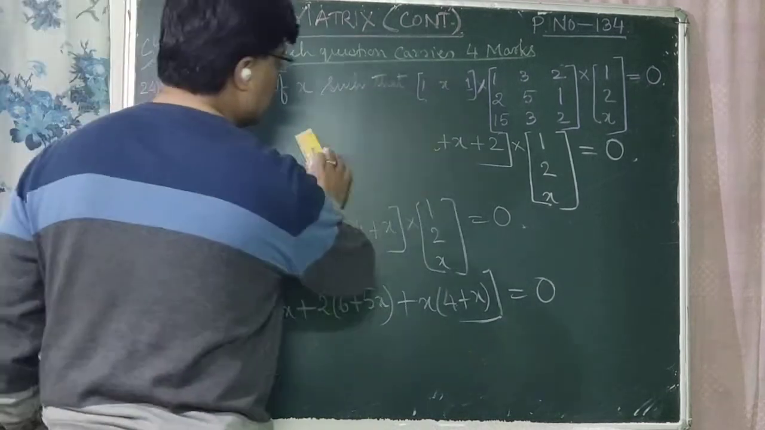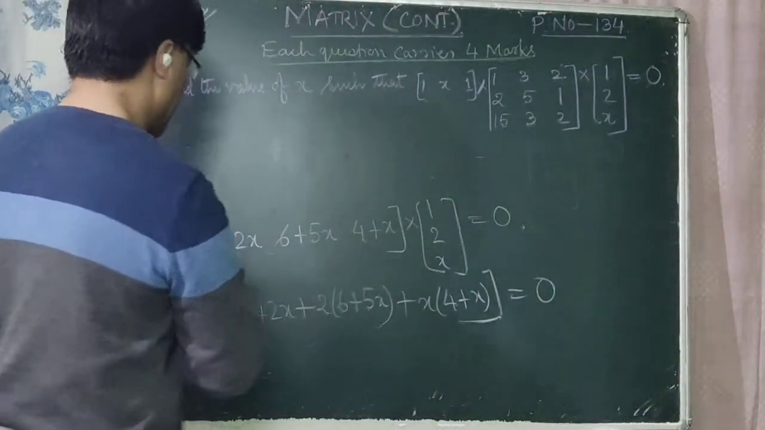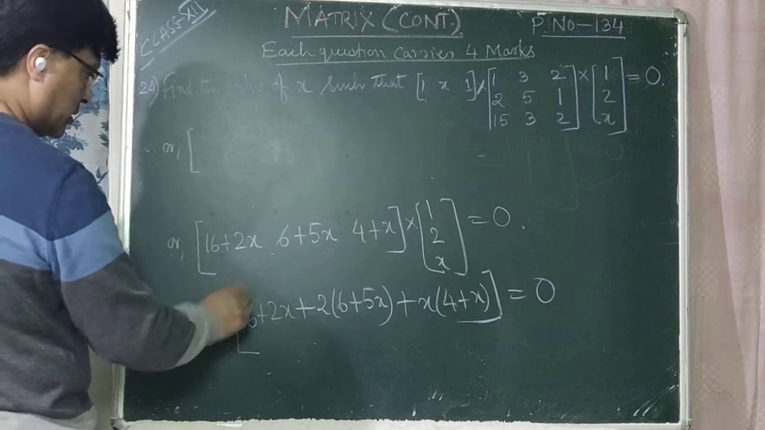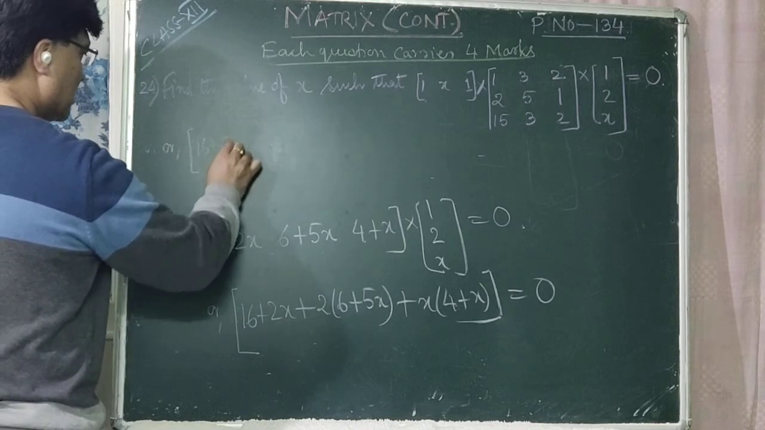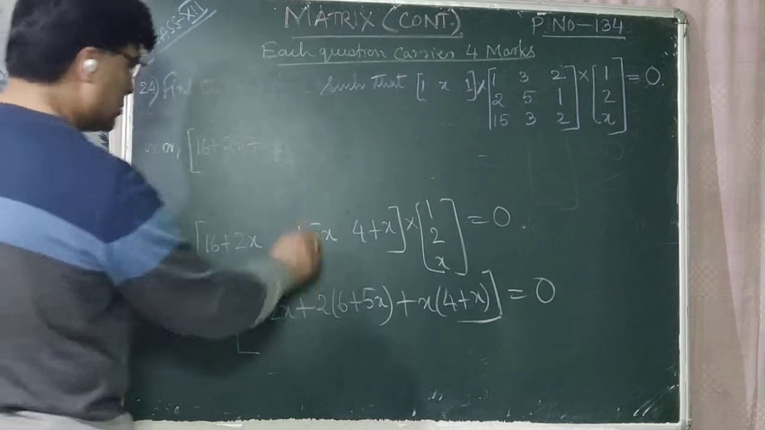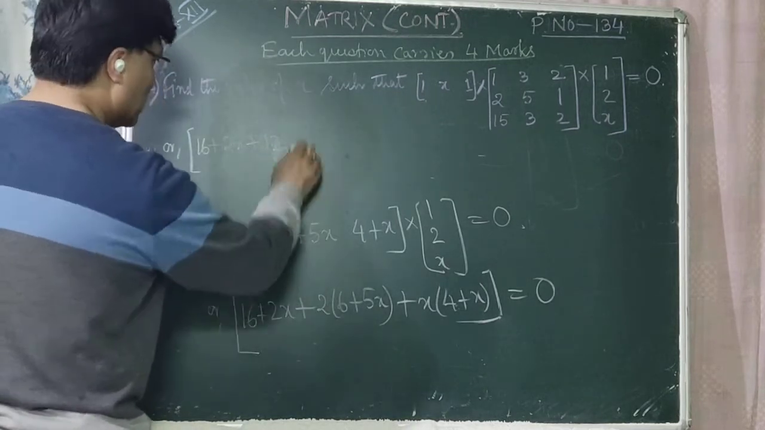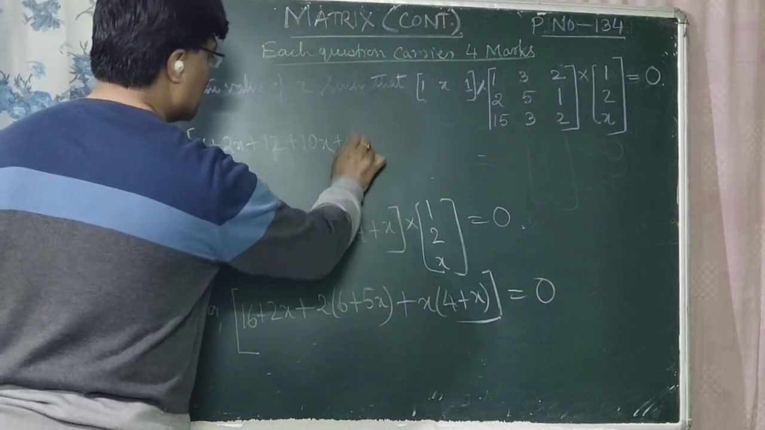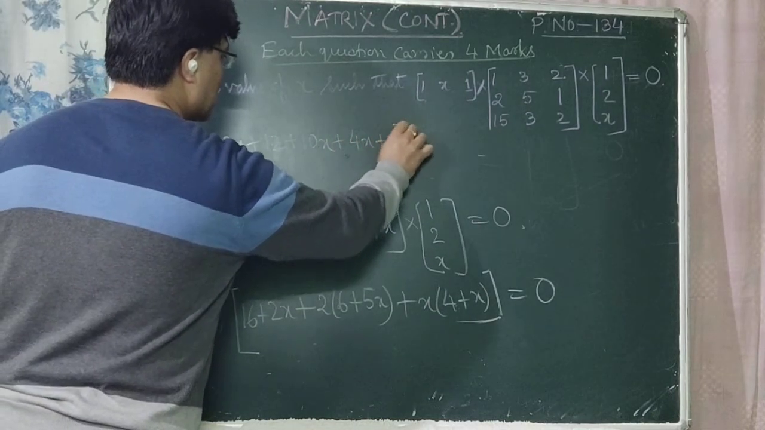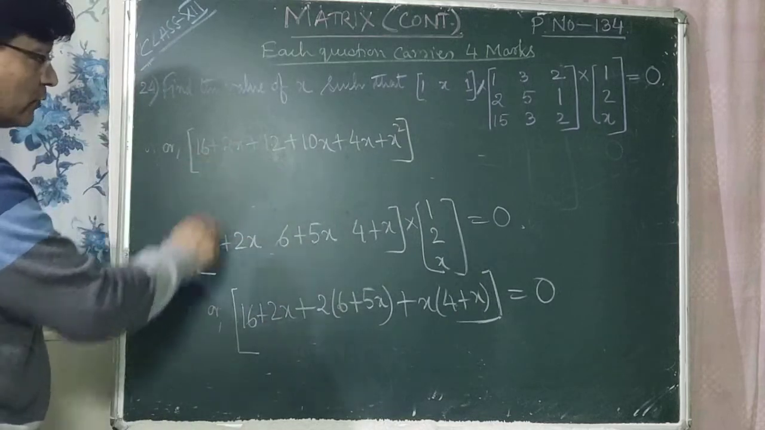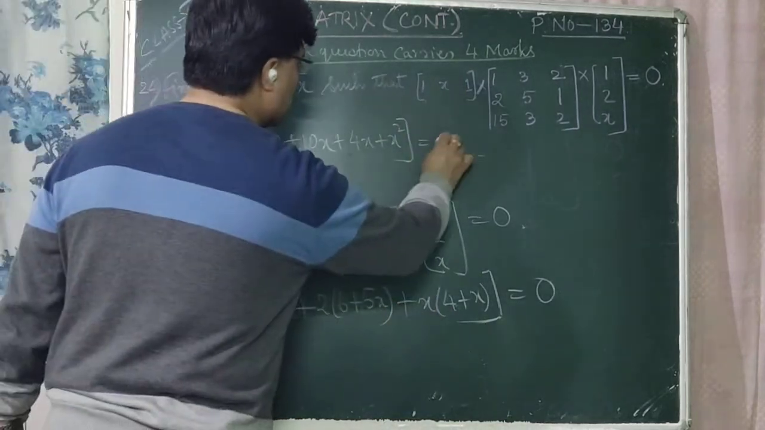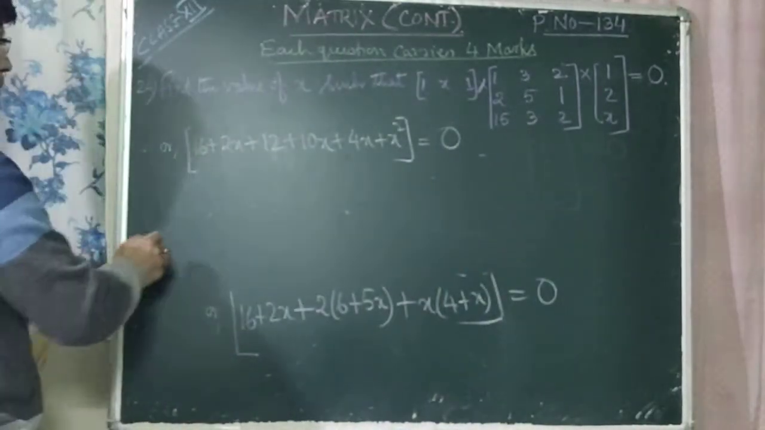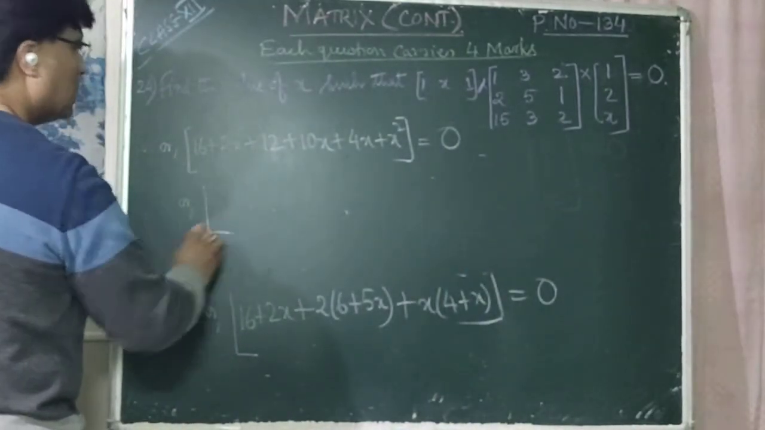So now let us simplify it once again. This matrix is 16 plus 2x plus, multiply by 2, 2 6s are 12 plus 10x, right? Then plus 4x plus x square. 4 into x, 4x, plus x into x, x square, is equal to null matrix O, right? So now you can add them.